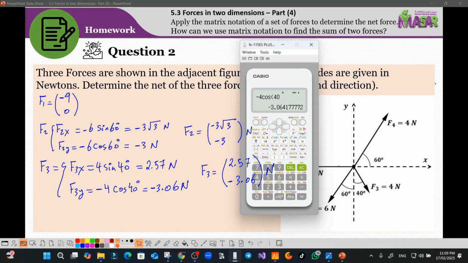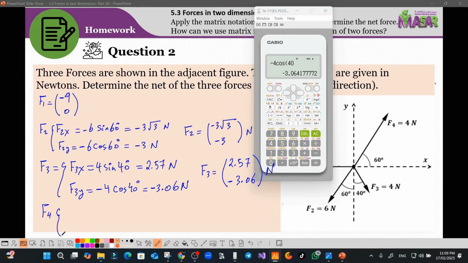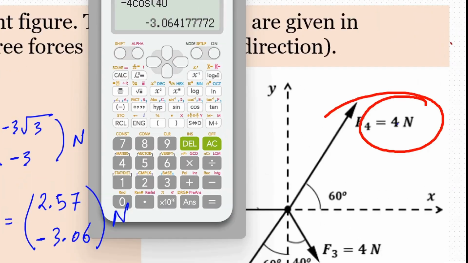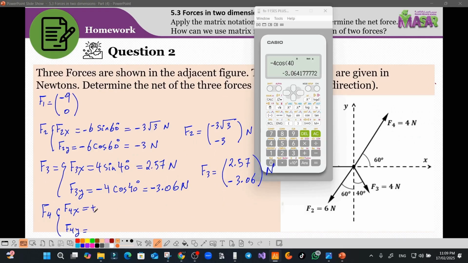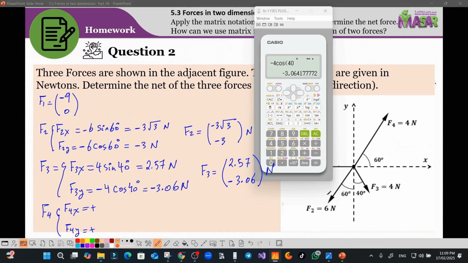We still need to decompose F4. Now for F4, we have two components, F4x and F4y. Since the F4 is in the first quadrant, both components are positive, and since the measured angle is theta with respect to the x, the cosine should be applied for the x component. Here we're going to write F4 times cosine. F4 is 4 multiplied by cosine 60, and here 4 sine 60. And the answers are 2 Newton here and 2 radical 3 Newton there.